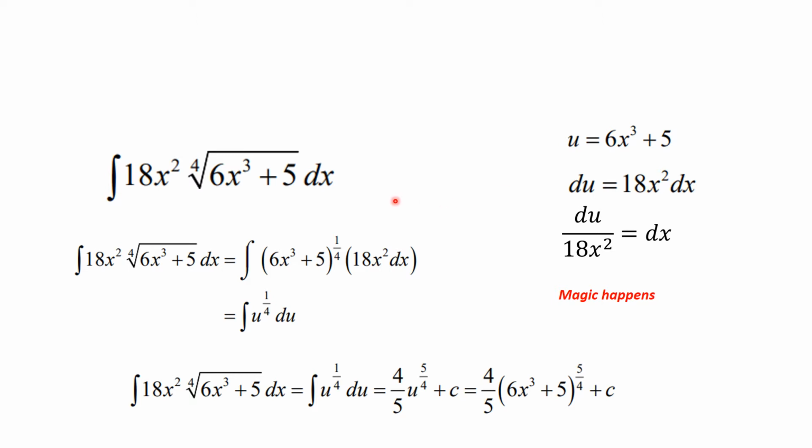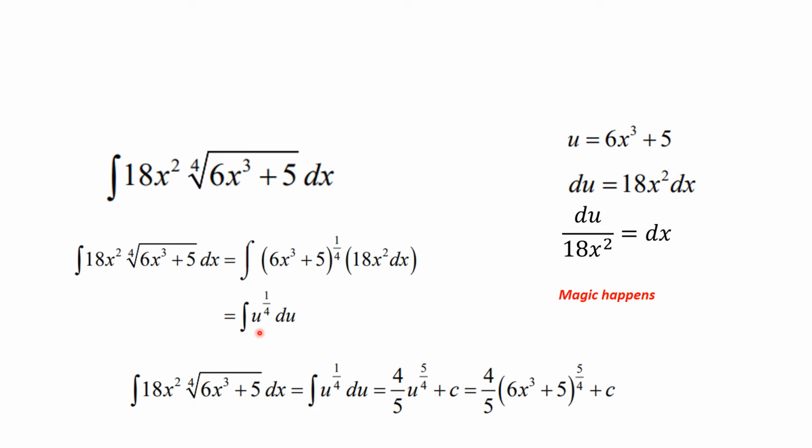And since I have dx over here, I'm going to solve for dx, and I get it as du over 18x squared. Now you see what happens: I have du over 18x squared, so the 18x squared in the numerator cancels with the 18x squared in the denominator, and I sometimes call this magic happens. That means you've made a good substitution.